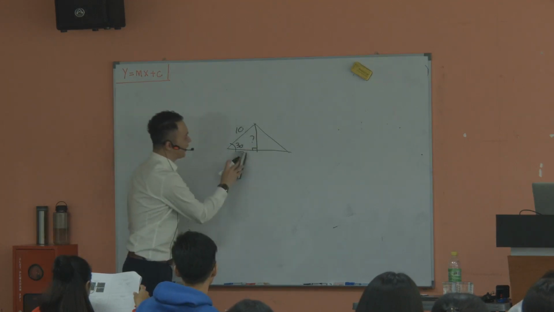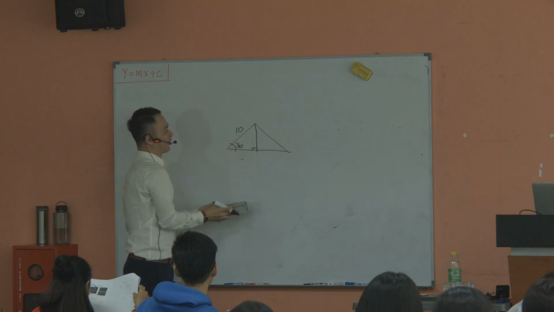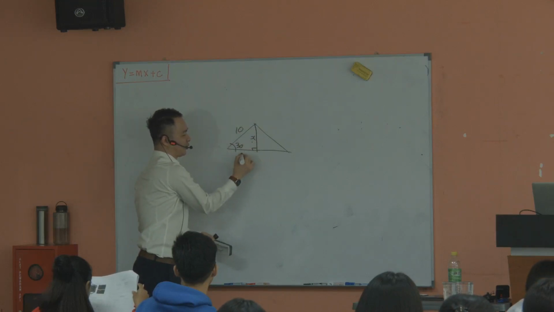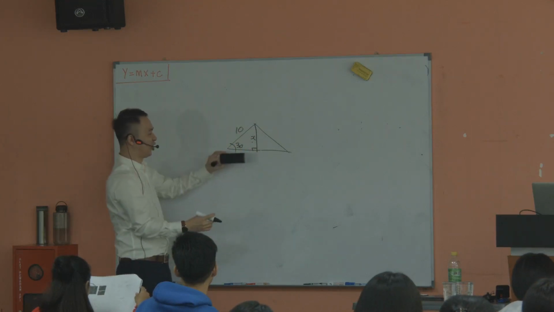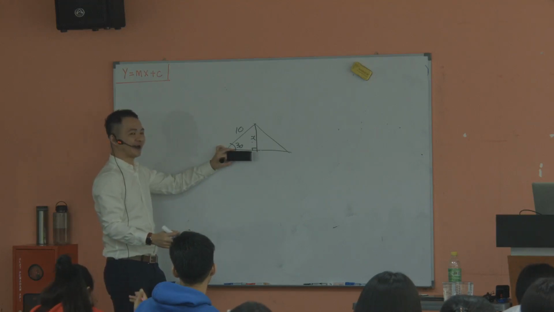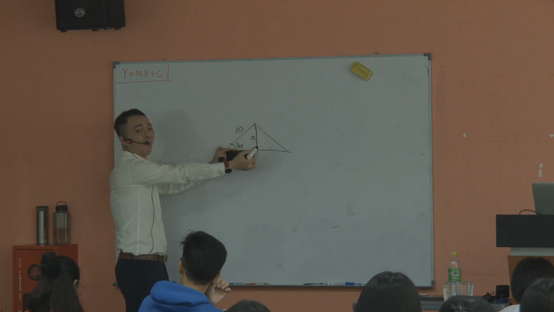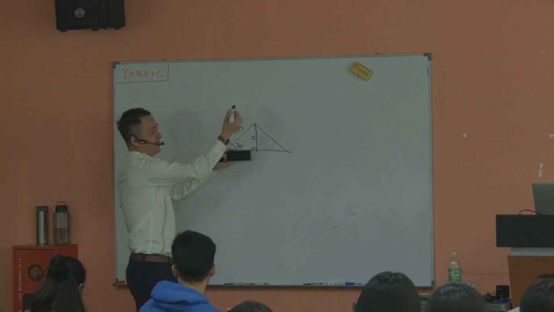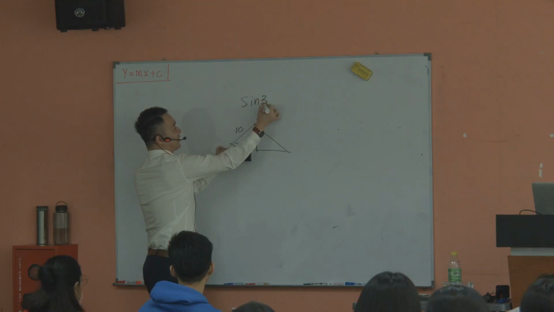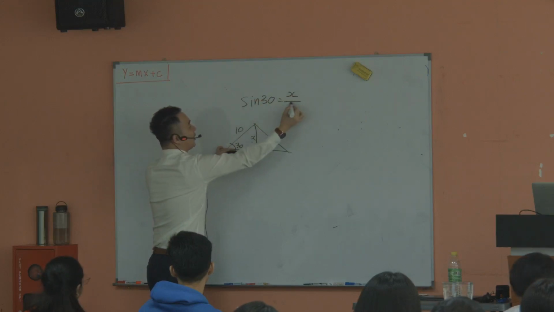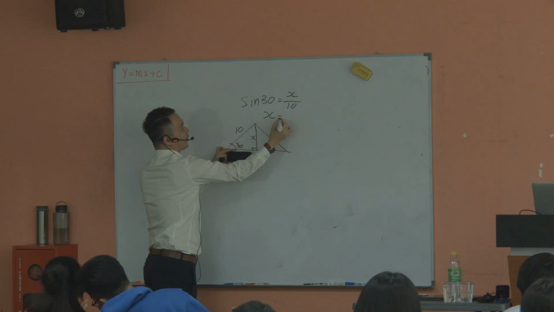So let's say today I want to find, I'm going to call this one x and this one y. Let's say I want to find x first. Ignore y. You can see this is what we call opposite over hypotenuse. If opposite over hypotenuse, we use sin. So sin 30 equals opposite over hypotenuse. Then x will equal 5.